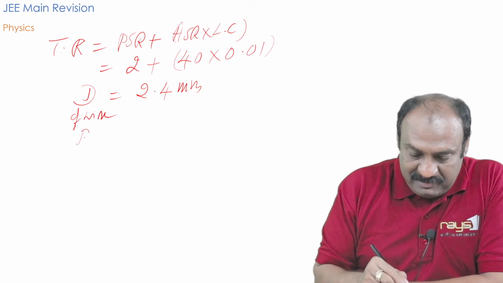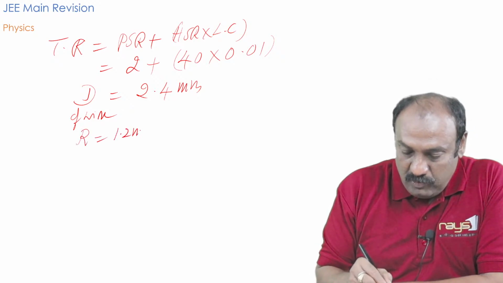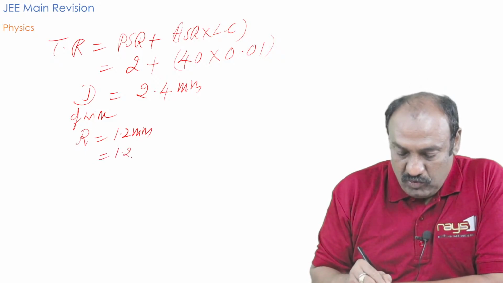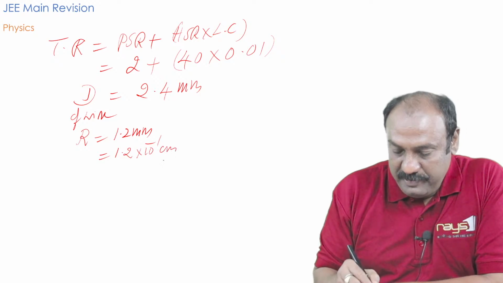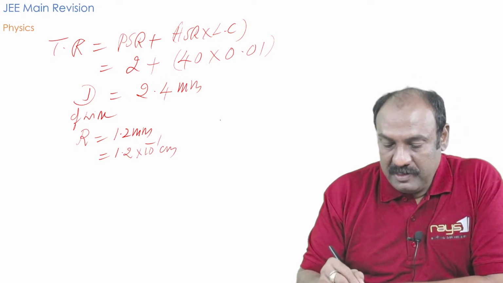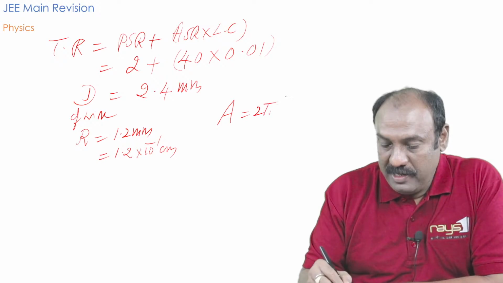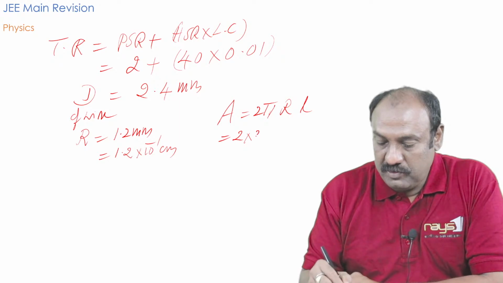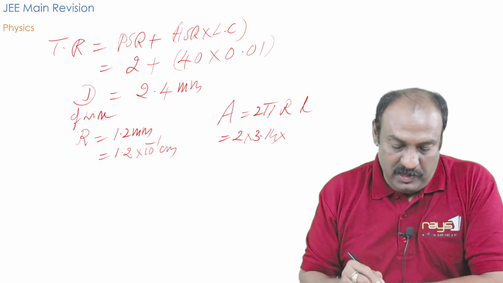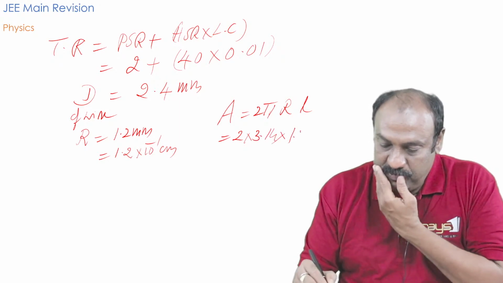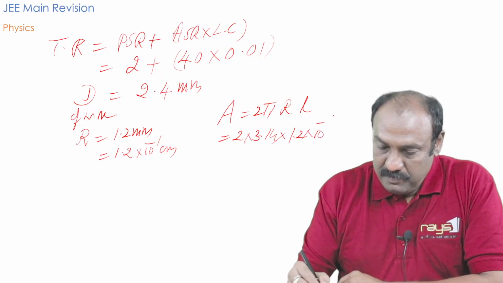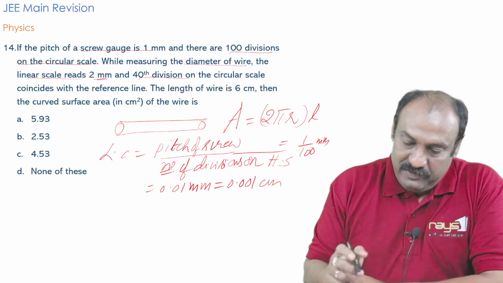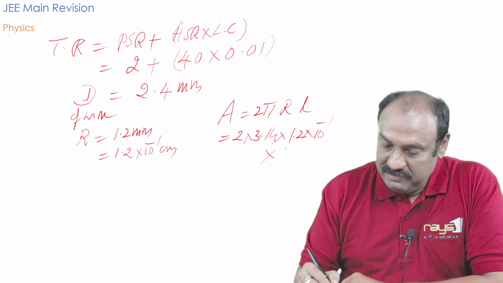So the radius of the wire is equal to 1.2 millimeter. That is 1.2 into 10 power minus 1 centimeter. What we want is the curved surface area, 2 pi r into L. So 2 into 3.14 into the r value, 1.2 into 10 power minus 1, into the length value. What is the length of the wire? It is given as 6 centimeters.